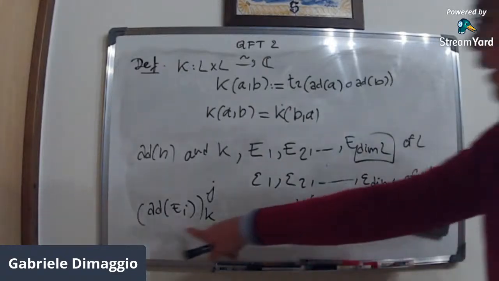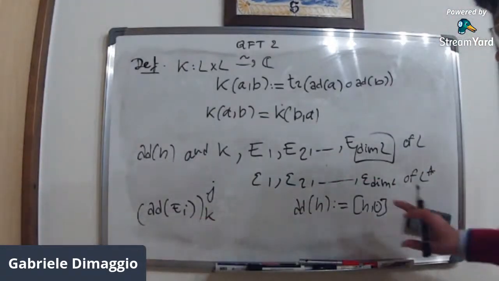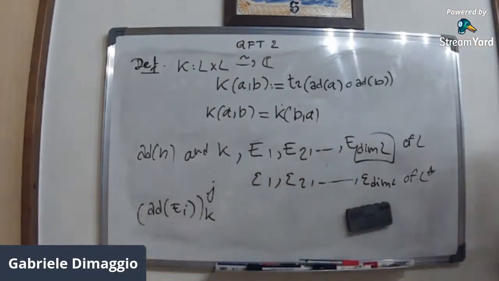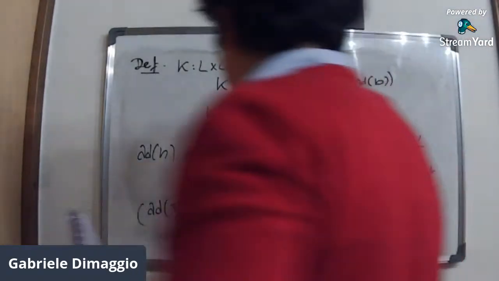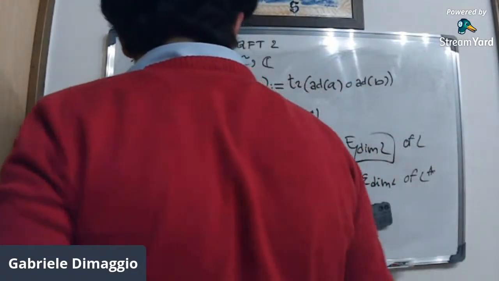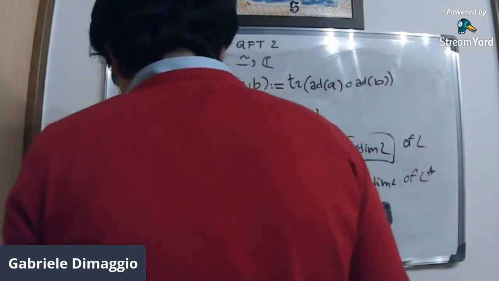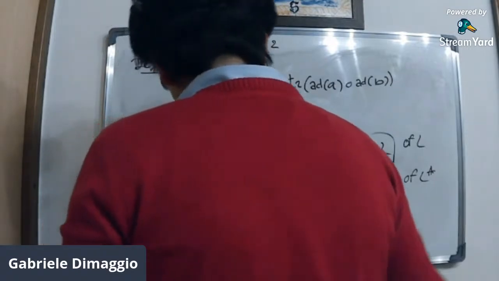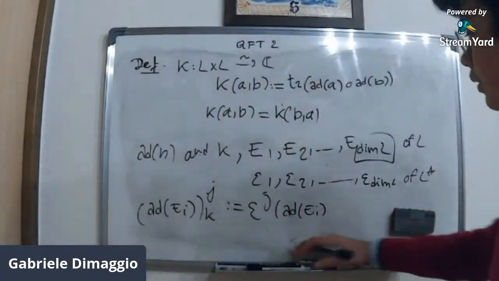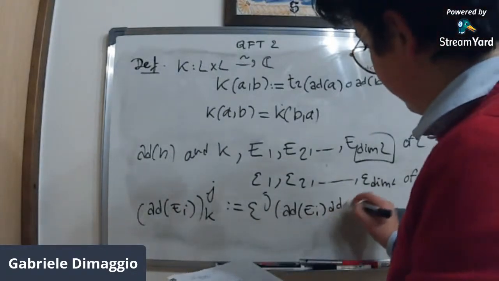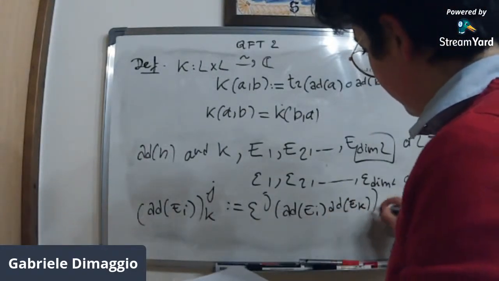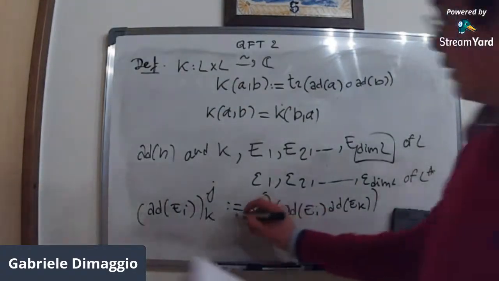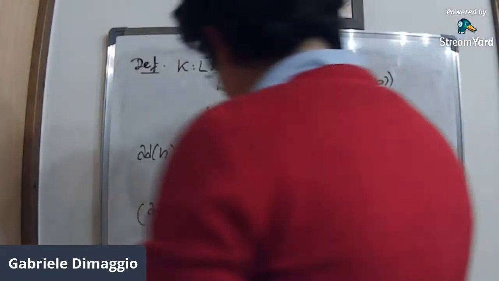Okay, so I have the adjoint map with these two indexes, and this is equal to, so this is the definition. Perfect. And now this is equal to this.